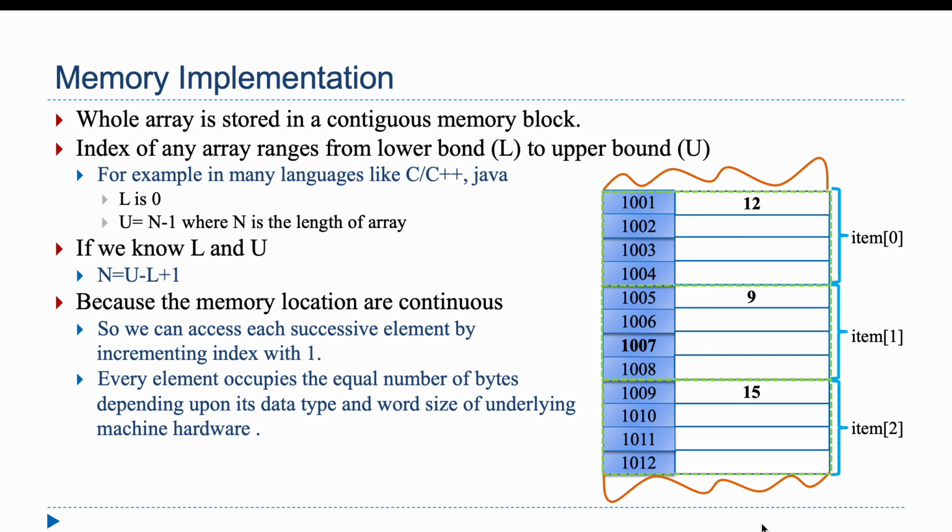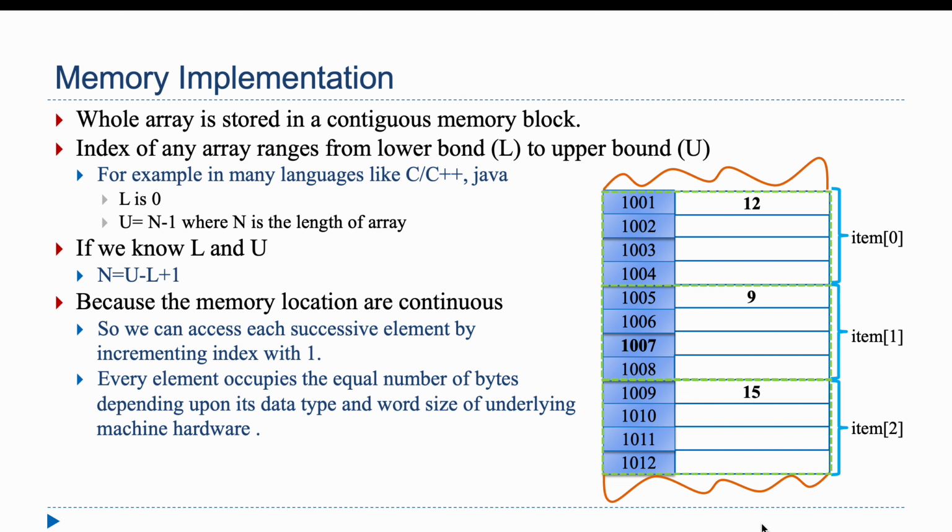An array is a list of fixed number of homogeneous data elements stored in successive memory locations. The elements in the array can be referred to through their index or subscript. In many programming languages, the lower bound of the index is 0 and the upper bound is n-1, where n is the length of the array. Therefore, if we know the lower and upper bounds of the array, we can calculate the length of the array by the formula n equal to upper bound minus lower bound plus 1.